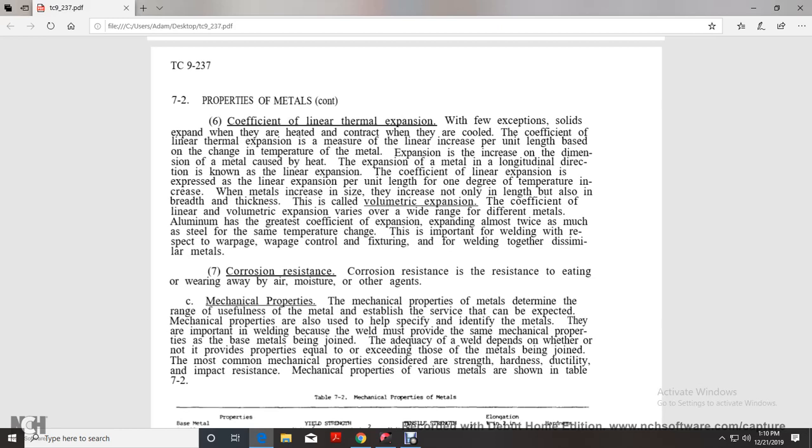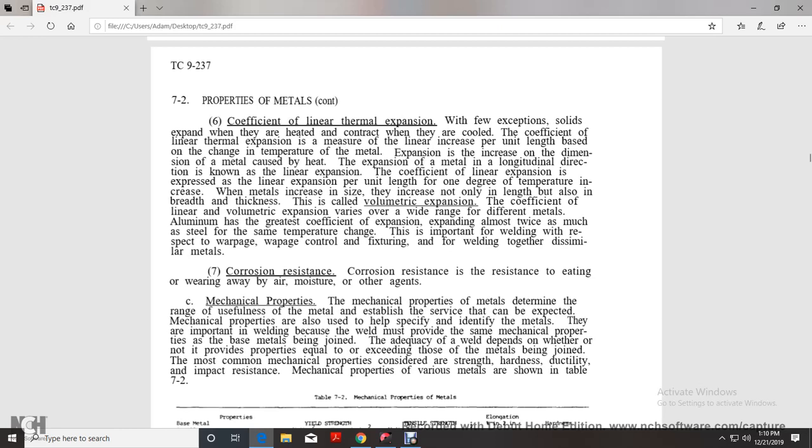Mechanical properties. The mechanical properties of metals determine the range of usefulness of the metal and establish what can be expected of it. They are also used to help specify and identify metals. They are important to welding, because the weld must provide the same mechanical properties as the base metal being joined. The adequacy of the weld depends on whether it provides properties equal to or exceeding those of the metals being joined.